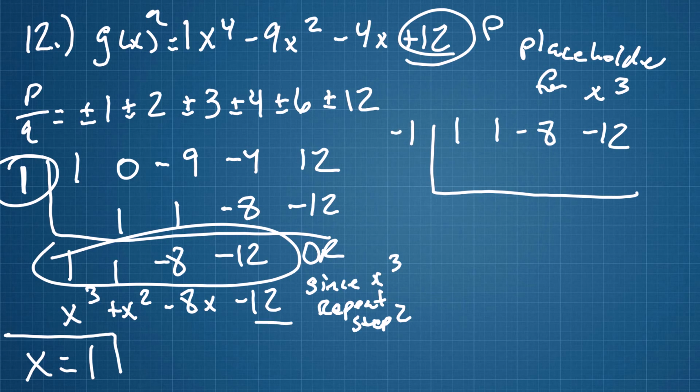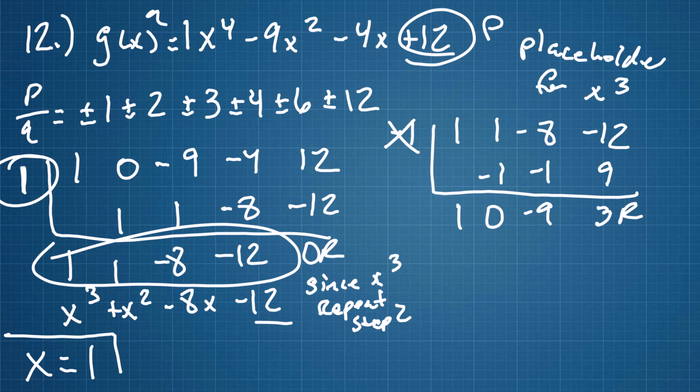This time I'm going to try -1. Drop down the 1. -1 times 1 is -1, gives me 0. -1 times 1 is -1, gives me -9, gives me +9. That's going to give me 3 remainder, which means -1 doesn't work. So I'm going to get rid of that, and I'm going to try something else.